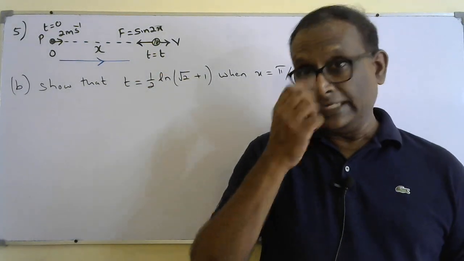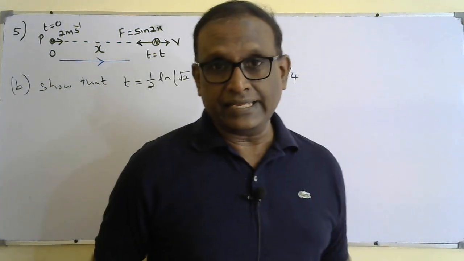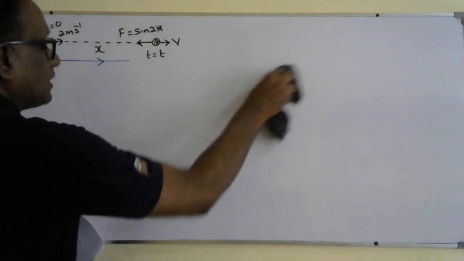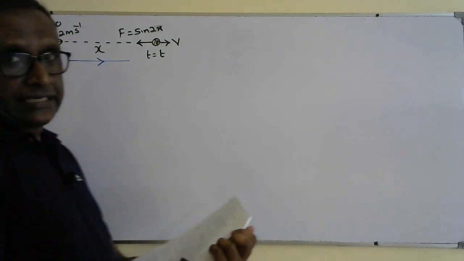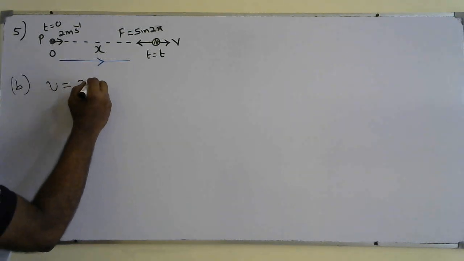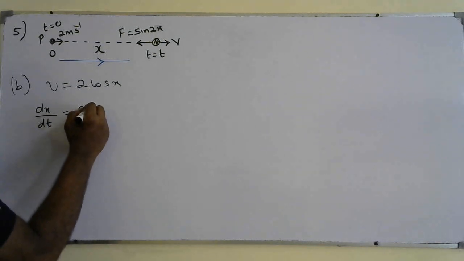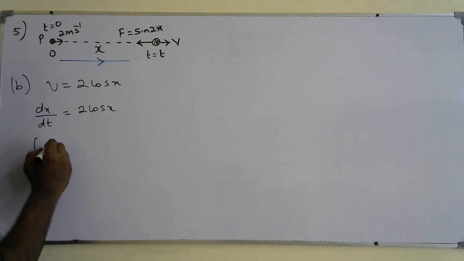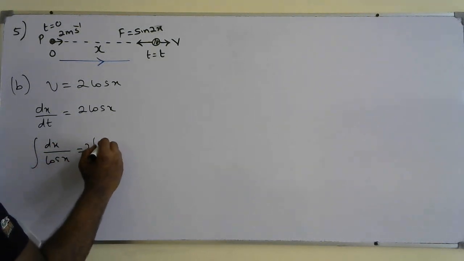Okay, so for that we need to get a relationship between distance and time. Already we got a relationship for speed v in terms of distance, that is in terms of cos x. We got the expression v equal 2 cos x. From that we can continue. We know v means dx over dt, so dx over dt equals 2 cos x. So we need to integrate it. Integral of dx over cos x equals 2 integral of dt.